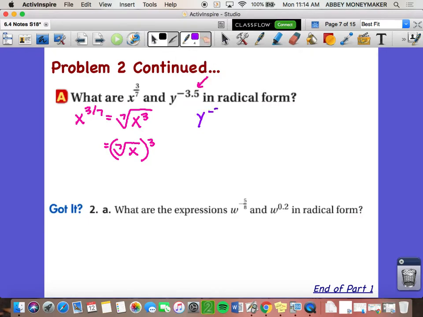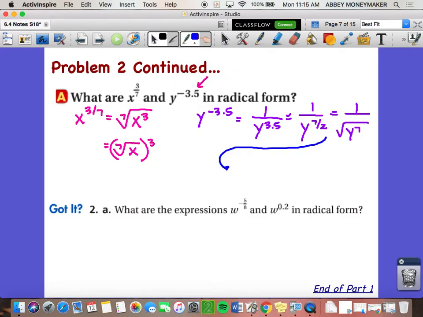We have y to the negative 3.5. Okay, if we ever have a negative exponent, remember we got to move that to the denominator. And I don't like having decimals. That's kind of throwing me off. So let's change that to a fraction. 3.5 is the same as 7/2. So that gives us 1 over the square root of y to the 7th.